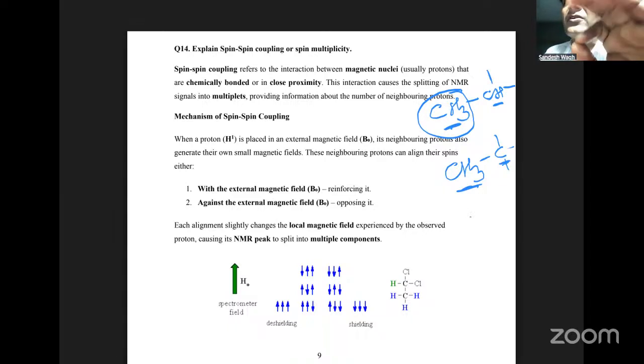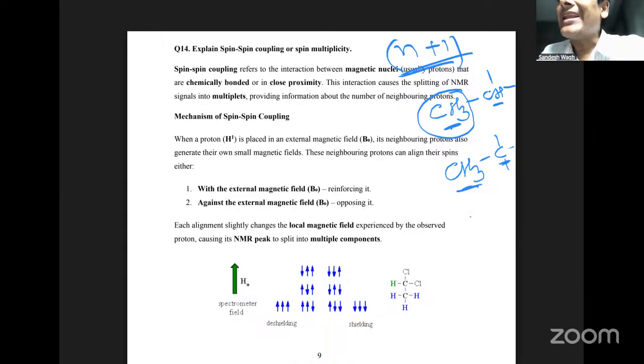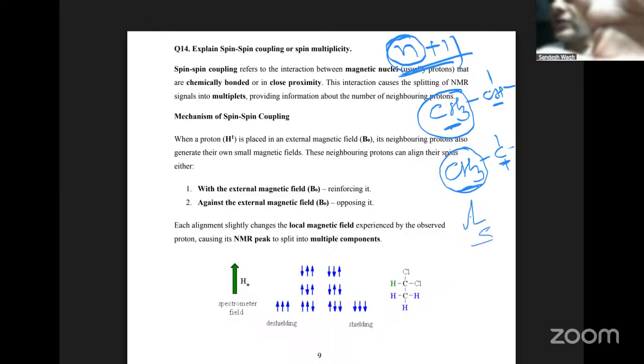So there is a first order equation called the n plus 1 rule. Now we'll talk about this n plus 1 rule also. Now n is equal to the number of neighboring protons. So how many neighboring protons are there? That many protons plus 1 will be the number of splitting lines for that proton, which is under study. Like take the example of this CH3, which has no proton nearby. No proton means n is equal to 0. So this will show you only one line. That means we call it a singlet.